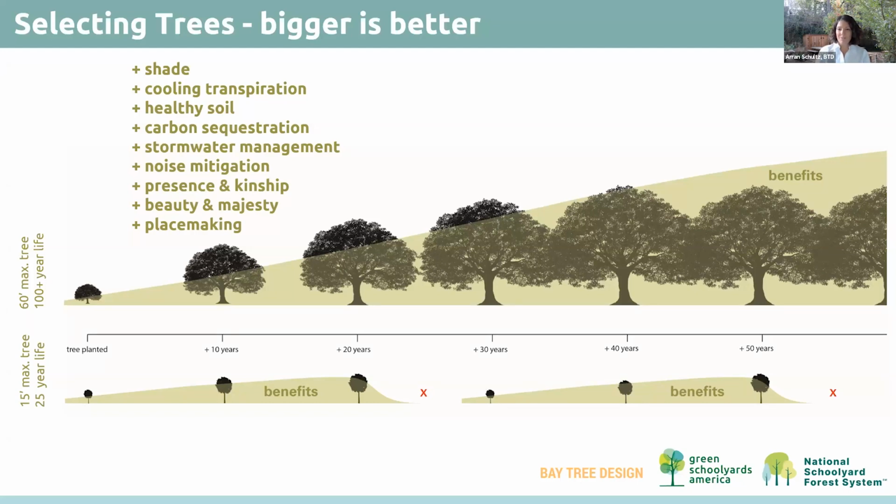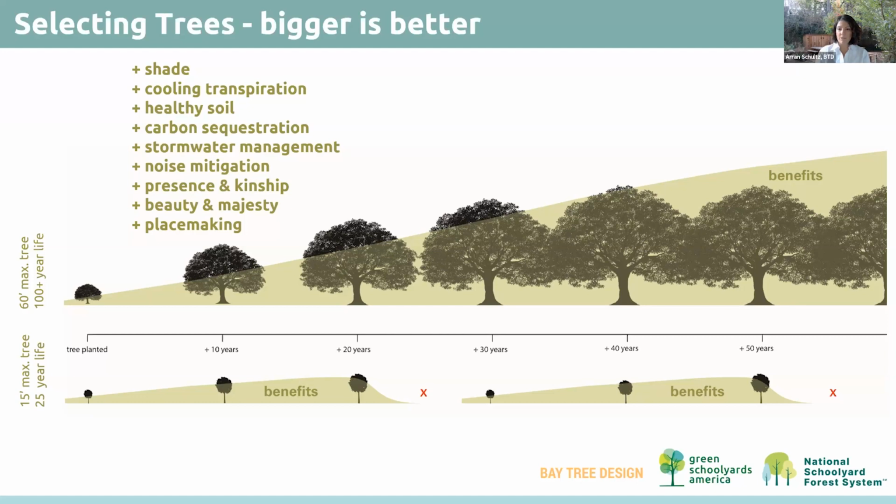Again, there are very few capital investments that grow and improve themselves. However, by selecting large stature, long-lived species suited to your climate, you can put in motion the beginning of a hugely beneficial part of a school campus. If you look at this graphic, a long-lived tree will be outperforming a smaller stature tree in terms of benefits quite quickly.